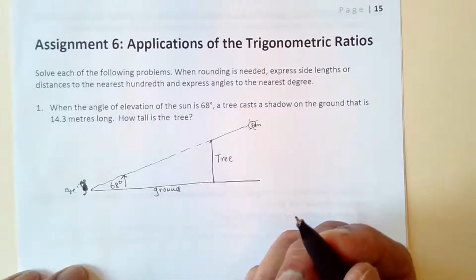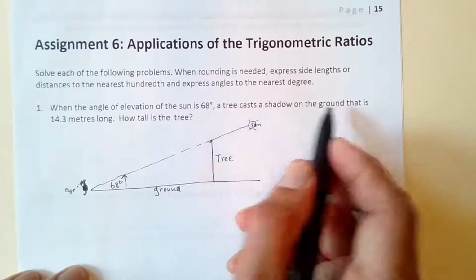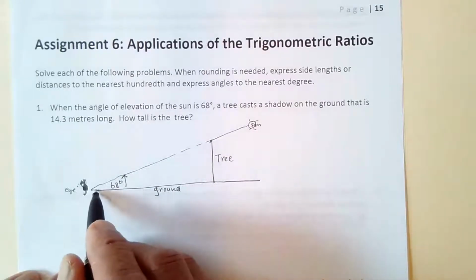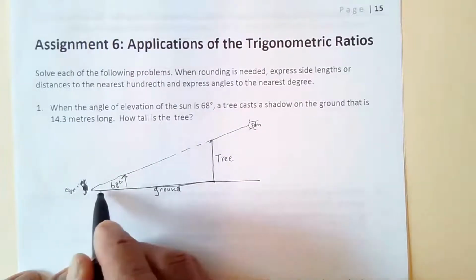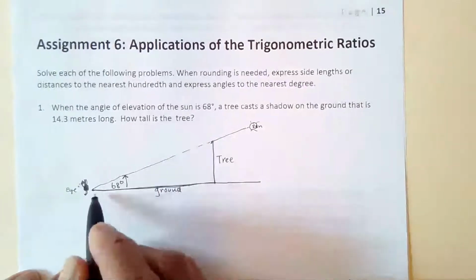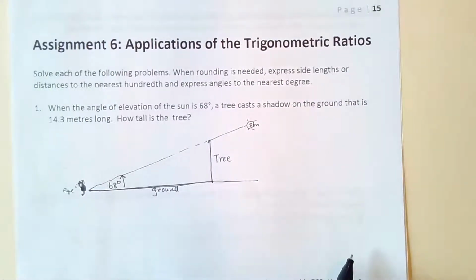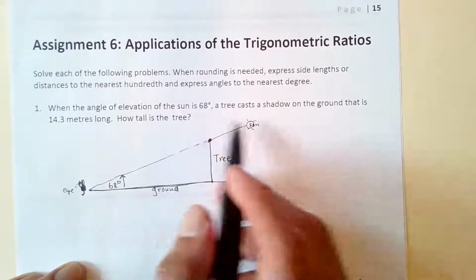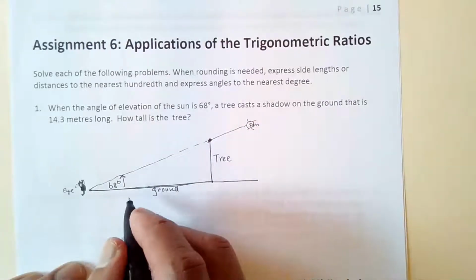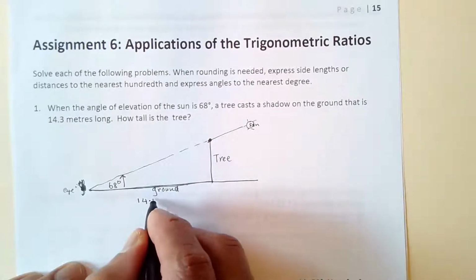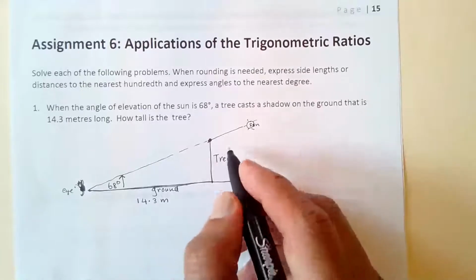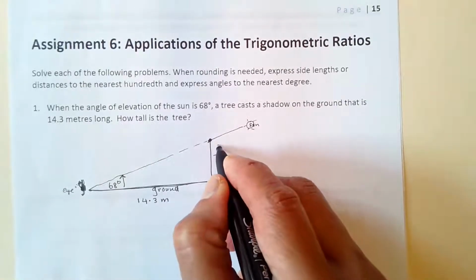They tell me a tree casts a shadow on the ground that is 14.3 meters long. So the shadow is on the ground here. From here onwards, it's all sunshine. This is my tree, the top of the tree here. They tell me that the shadow is 14.3 m, so I'll put 14.3 m. The question is, how tall is this tree? So we want to find the height.